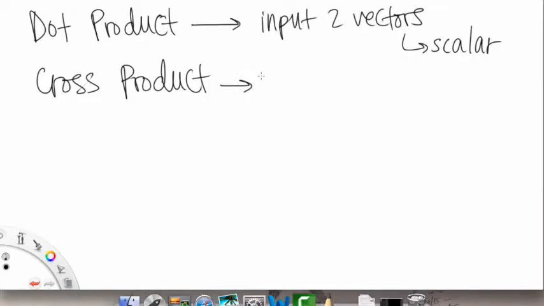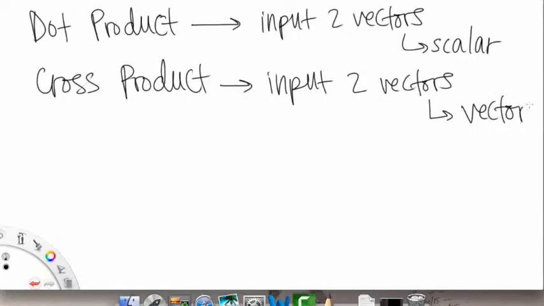But the cross product, on the other hand, you input two vectors likewise, right? So input two vectors, but instead of getting a scalar out, we get another vector, okay? And that is our resultant vector from the cross product. So that's an important difference between the dot and the cross. And now, as for the technicalities of the cross product.